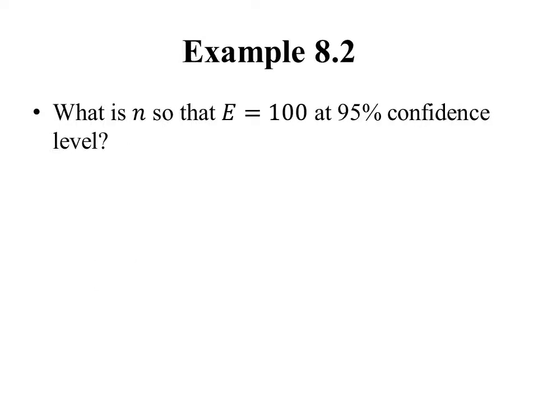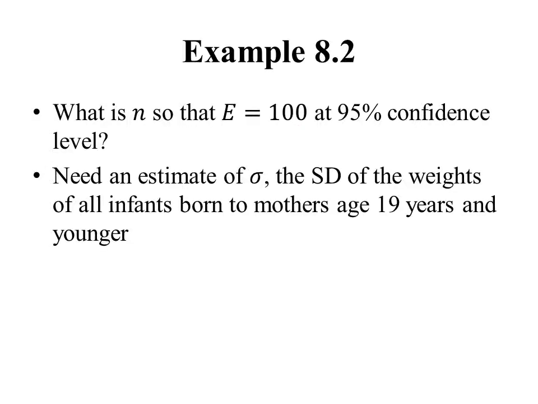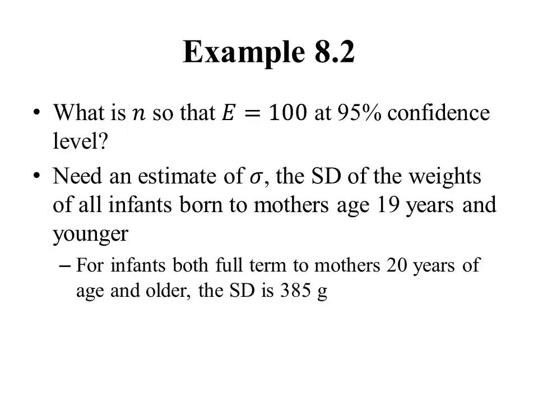Okay? So stated another way, the question is, what's the value of n, the sample size, so that the margin of error is 100 at the 95% confidence level? And so to use our formula for the necessary sample size, we need an estimate of sigma, the standard deviation of the weights of all infants born to mothers age 19 years and younger. Now our problem doesn't give us any information, and so what we're going to do is use information from a different population. For infants born full term to mothers age 20 years and older, the standard deviation is 385 grams.